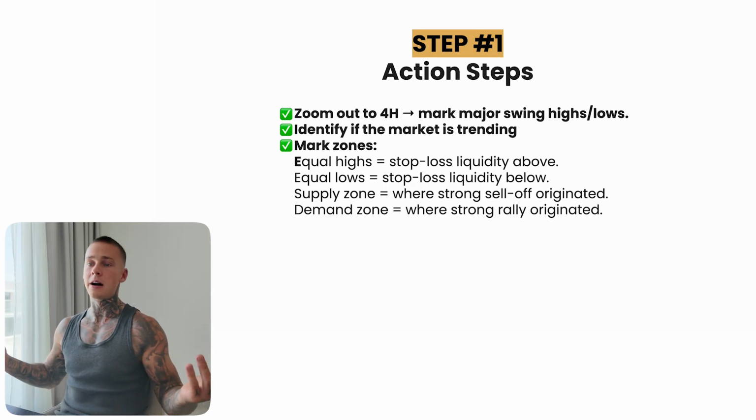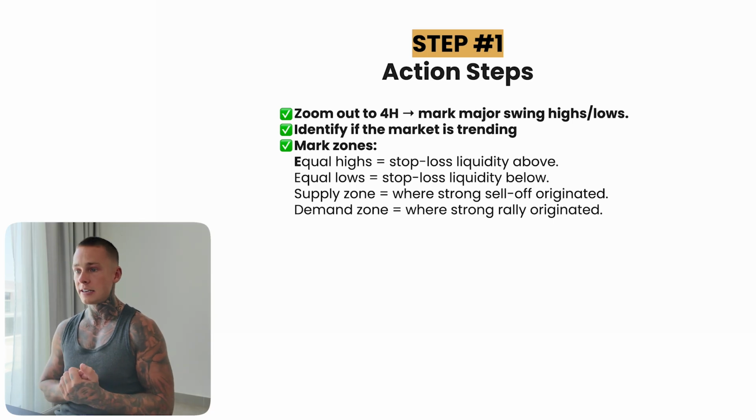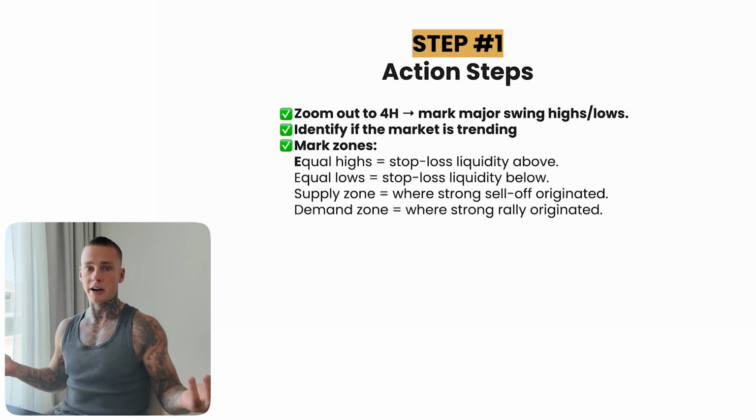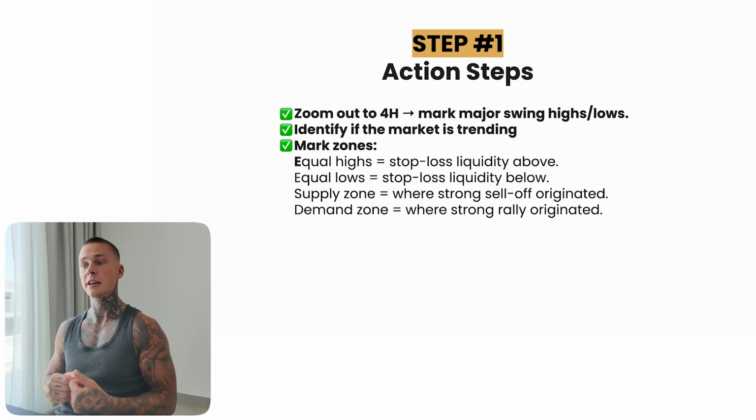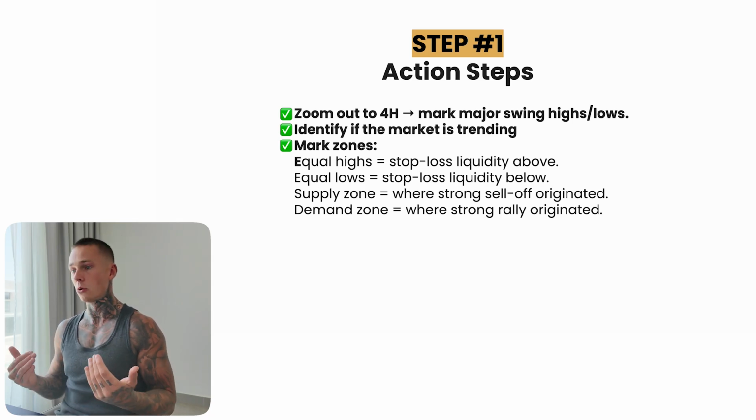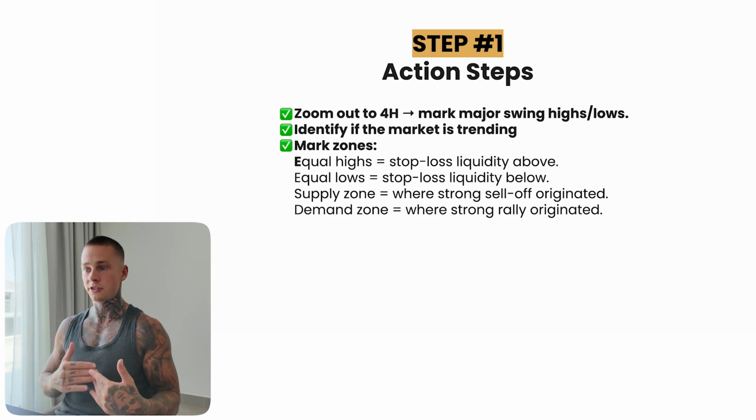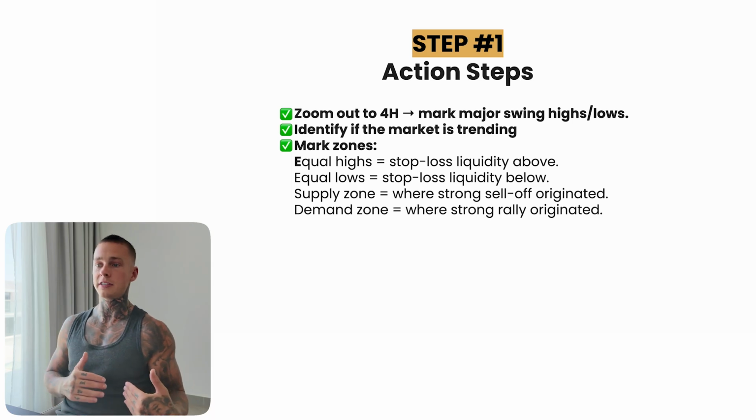Then we want to mark out our zones. So equal highs, where there's stop loss liquidity above. When you have equal highs, of course, the money is sitting right above those highs. We're looking for the market to take that. Equal lows is the opposite. So there's stop loss liquidity sitting below those equal lows.